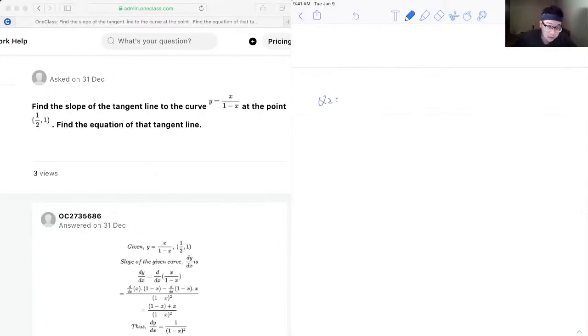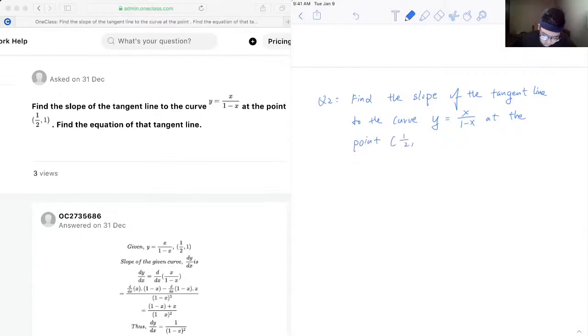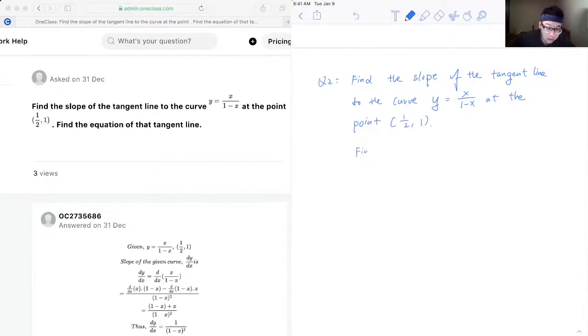For our second question today, we're asked to find the slope of the tangent line to the curve y is equal to x over 1 minus x at the point 1 over 2, 1. And we need to find the equation of the tangent line.